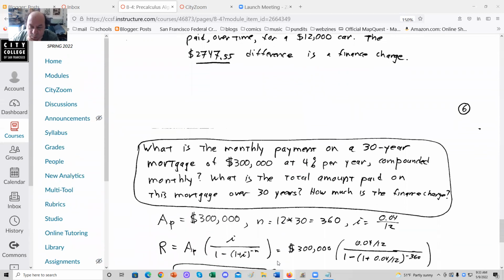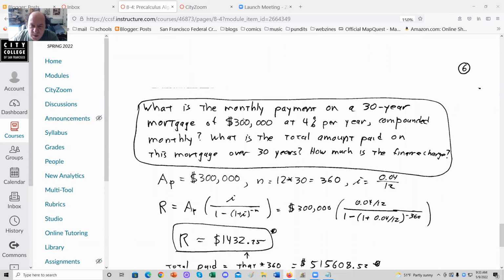Here we are asked for the monthly payment for a 30-year mortgage on a $300,000 house. Oh, I wish I could get them for that cheap. At 4% per year, I wish I could get it at that. Oh, no, actually, I did get it at that interest rate. Compounded monthly. What is the total amount paid on this mortgage over 30 years? How much is the finance charge?